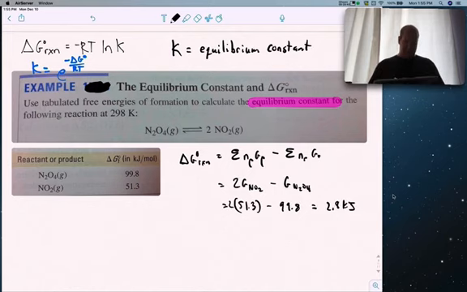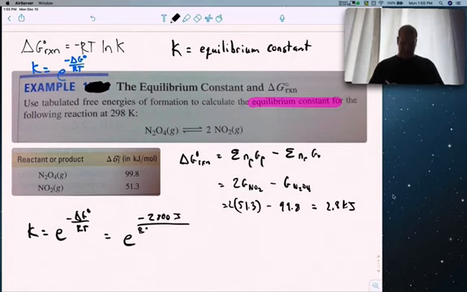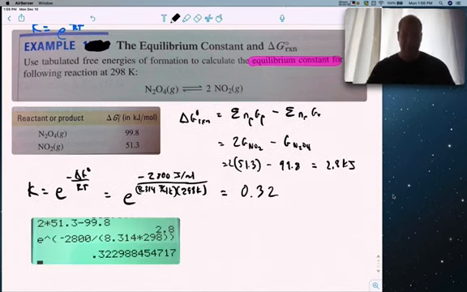Okay, so then we have K equals e to the minus delta G0 over RT, which equals e to the minus 2,800 joules over 8.314 joules per mole Kelvin times 298 Kelvin. Oh, this is joules per mole. So the units all cancel out, and let me put that in my calculator. Don't forget that whenever it says kilojoules, I always write out the three zeros, just because I always forget. If you want to start doing that too, that wouldn't be a bad habit to learn. But the answer is 0.32.